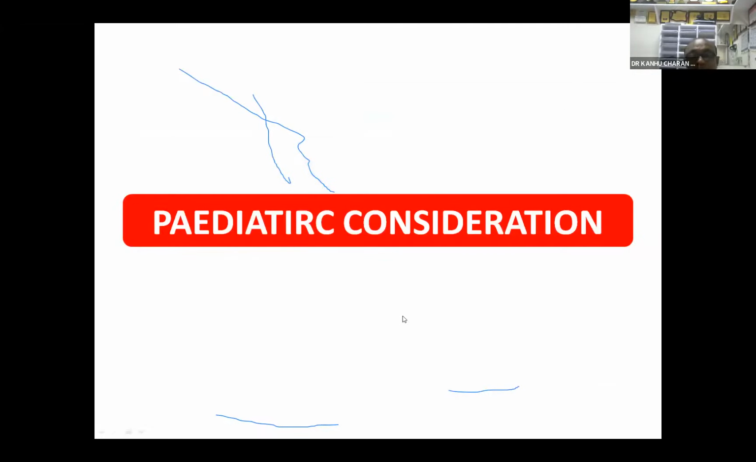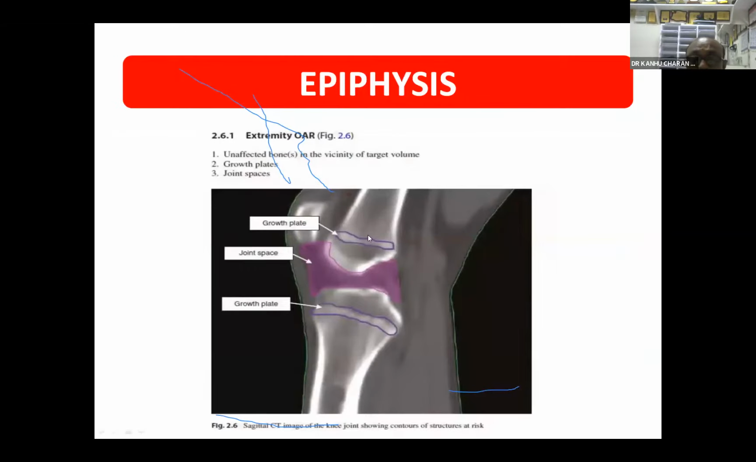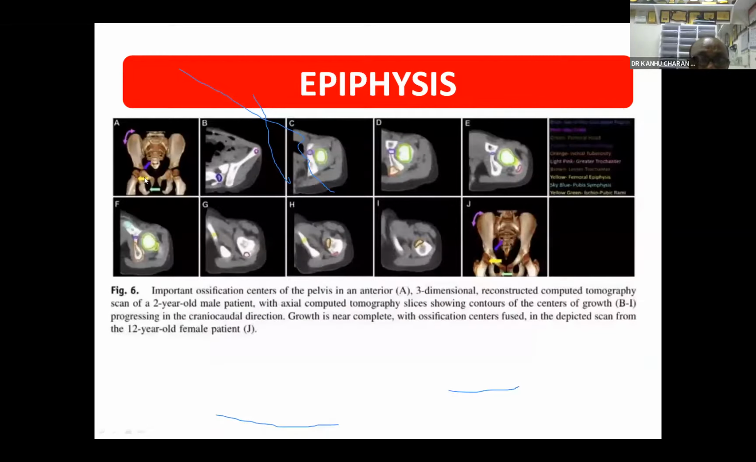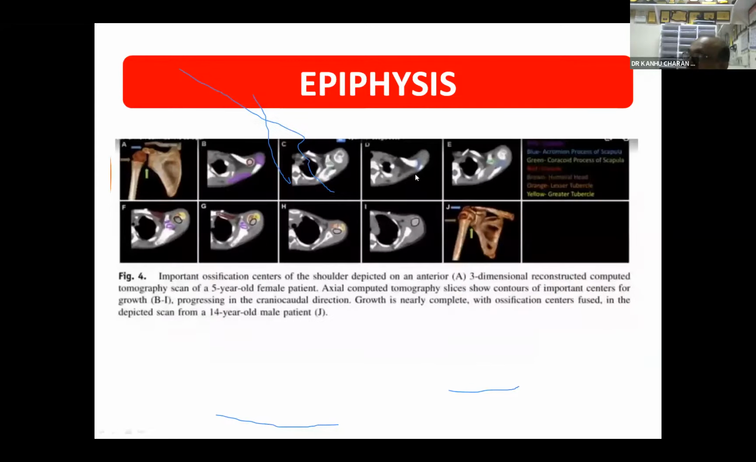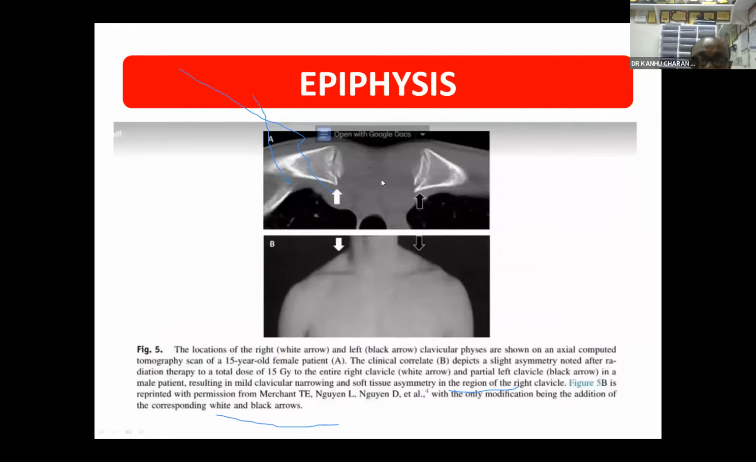When you are treating a pediatric patient, you have to ask your orthopedician or radiologist where the growth plates are. These are the joint spaces and growth plates. You have to identify where the growth plates are. These are the growth plates I have in the pelvis areas. You have to contour them. This is again the epiphysis. You have to contour around the upper limb. These are the epiphyses of the upper limb. These are the epiphyses in the clavicle. You can see these are the clavicle epiphyses.